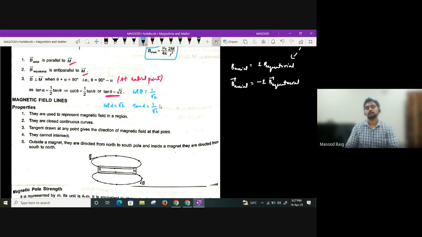Right? Due to a short dipole, if I take magnetic field at axial point, mu naught by 4 pi 2 m bar divided by r cube. If I take it at equatorial point, mu naught by 4 pi minus m bar divided by r cube. At radial point, mu naught by 4 pi m by r cube under root of 1 plus 3 cos square theta. Clear, everyone? Yes or no?